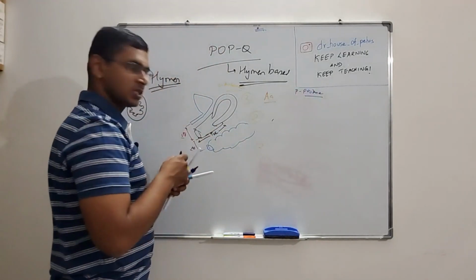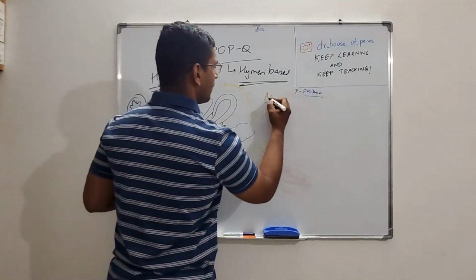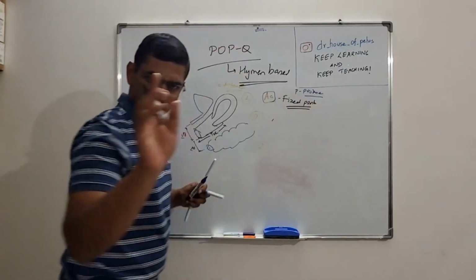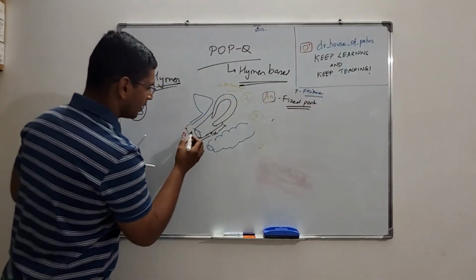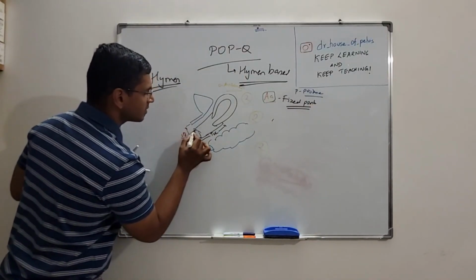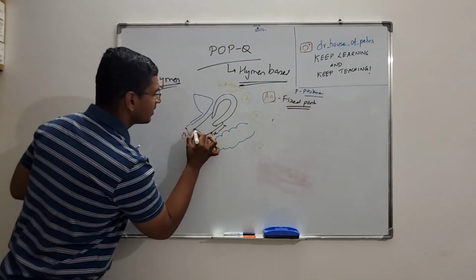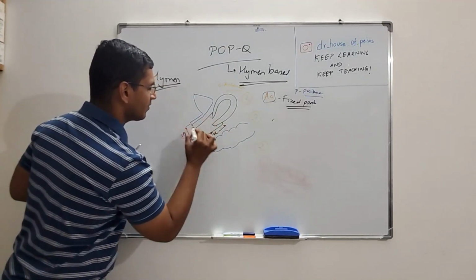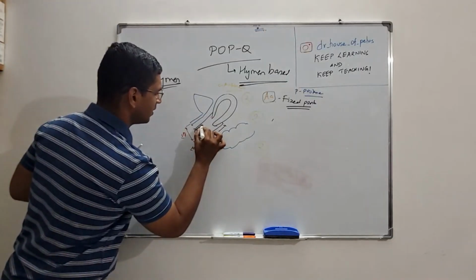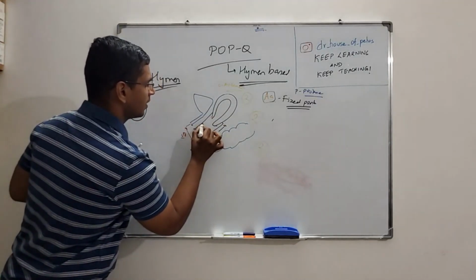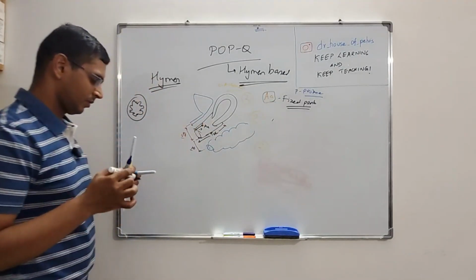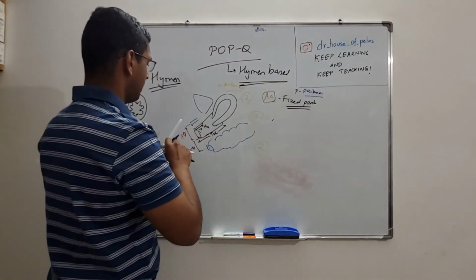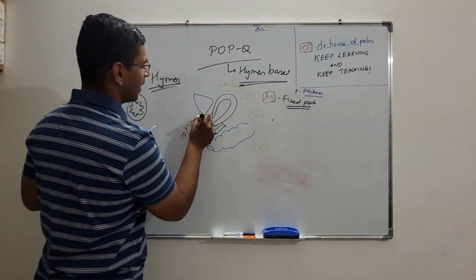Now the terminology goes this way. It's easy to remember. The point AA is a fixed point. Where is it located? See, this is the external urethral meatus. It is at a location 3 cm proximal to the external urethral meatus in the anterior vaginal wall, right? So if I draw 3 cm from here, here will be the point AA, right? And this will usually correspond to the level of the bladder base. So this is where the base of the bladder is situated.